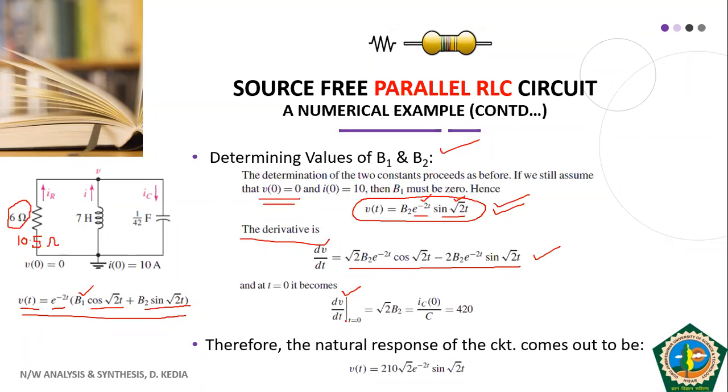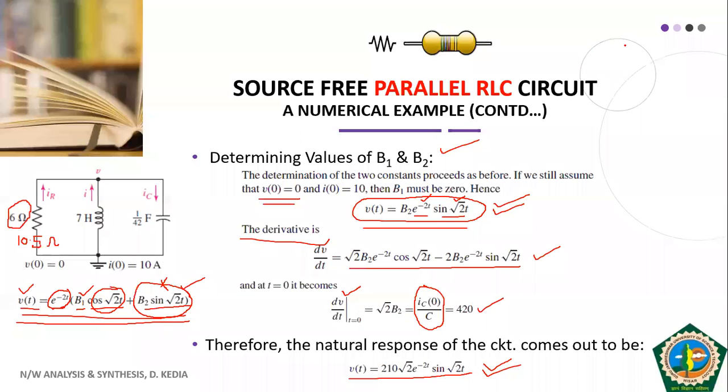That is dv by dt at t equal to 0. We have already seen that dv by dt is equal to IC0 by C. Okay, and that value is 420. Fine. So we have got dv by dt equal to 420. If you substitute this here, you'll be able to find out the value of B2, and that B2 value is substituted in this equation. Okay, and this is the final answer to this question.